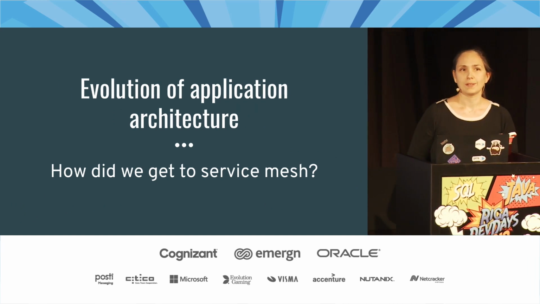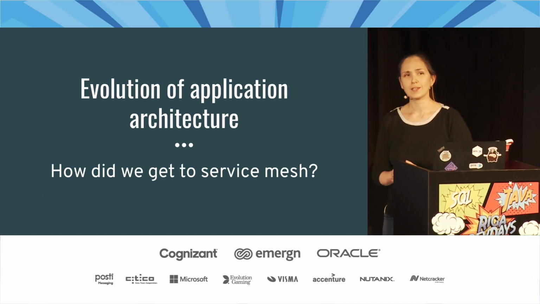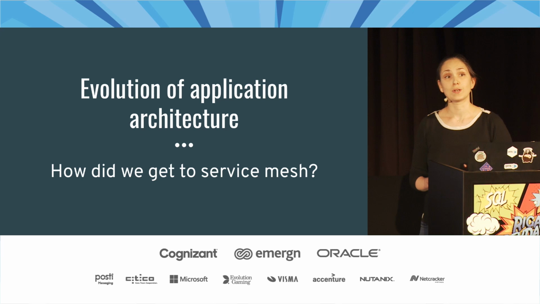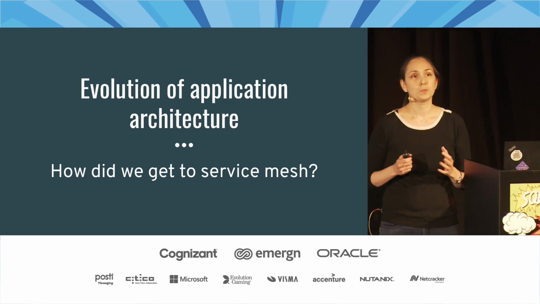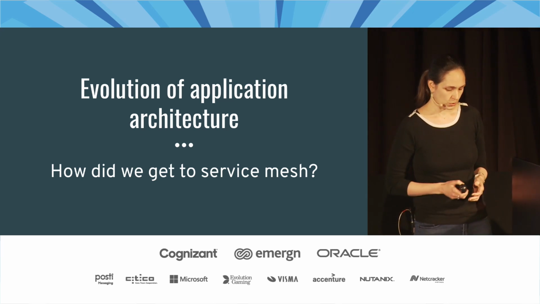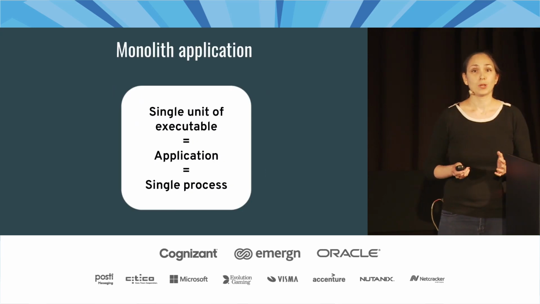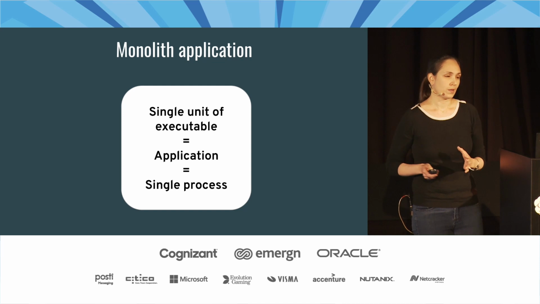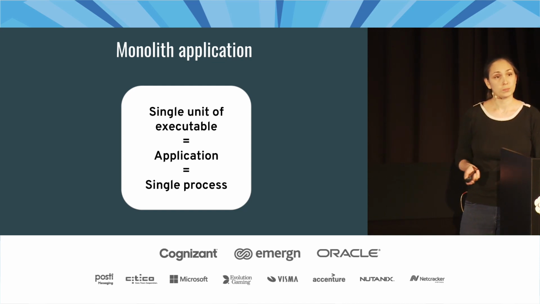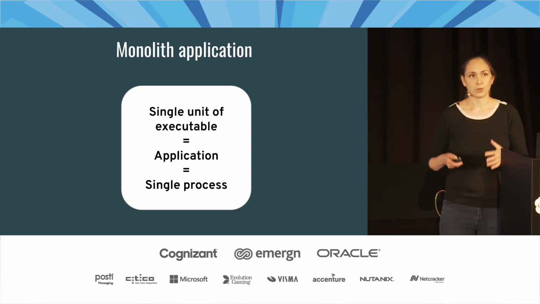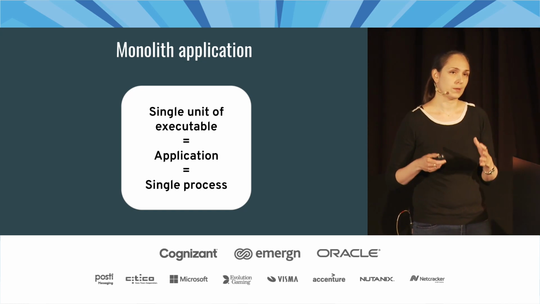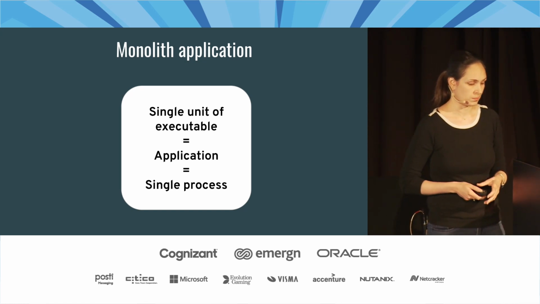And before I dive into what service mesh is, I think it's important to understand the evolution of application architecture. How did we get to the point that there is a service mesh? And a good starting point for that is the monolith application. And by monolith, I mean a single unit of executable or a single process where all of our code is built, packaged, and run together as one piece.